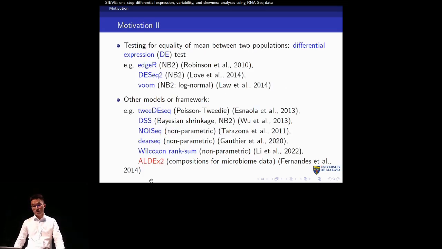The typical analysis of RNA-Seq data is a differential expression analysis. The most popular methods are edgeR, DESeq2, and limma. With all of them, the assumption is that the gene count follows a negative binomial model. Other models or frameworks are also used, such as the Poisson-Tweedie, Bayesian shrinkage, nonparametric models, and the compositional data analysis framework. Note that ALDEx2 is originally designed for testing differential abundance for microbiome data.